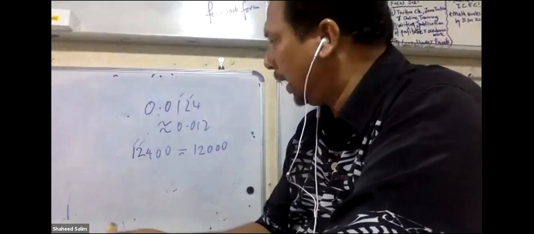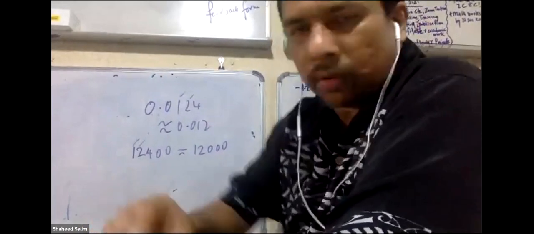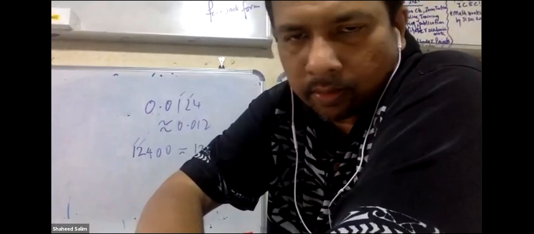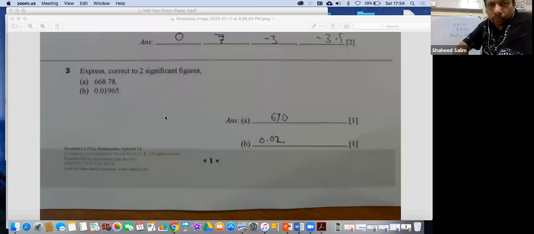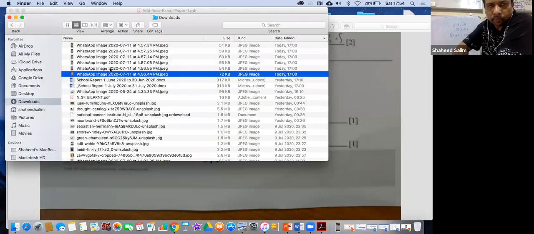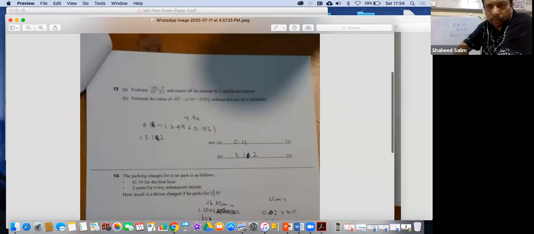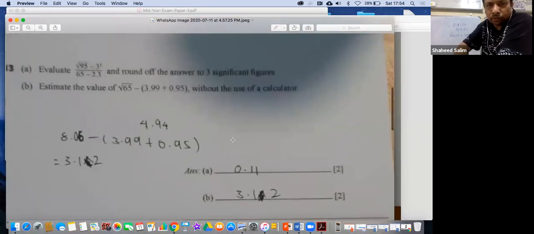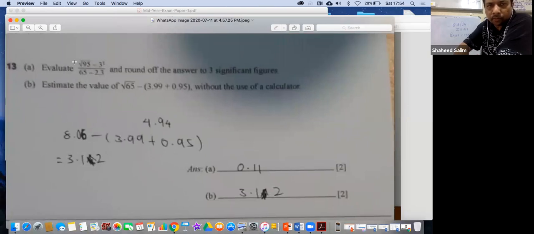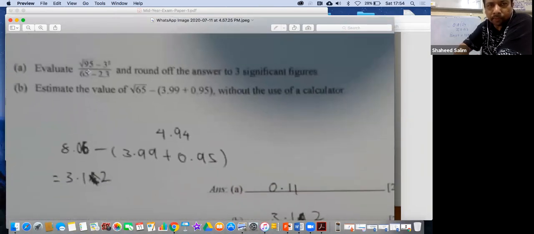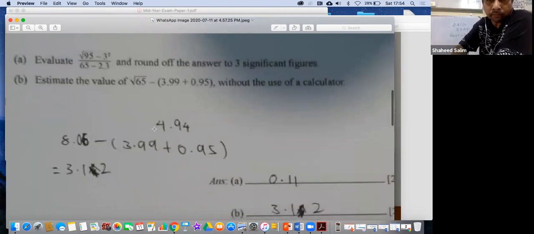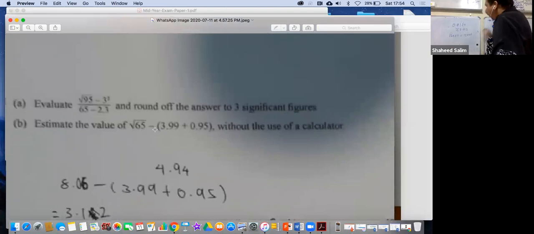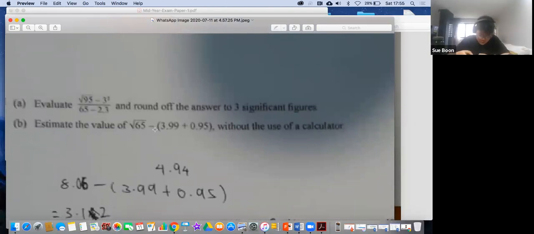So you have to look again at this one. Let me show you your question. So this one is 1. So was this one, right? So this one now, 3 significant figures. Okay, you are using your calculator, right? So what's the answer? Can you tell me your answer for A? You tell me the whole answer, I will write it down.